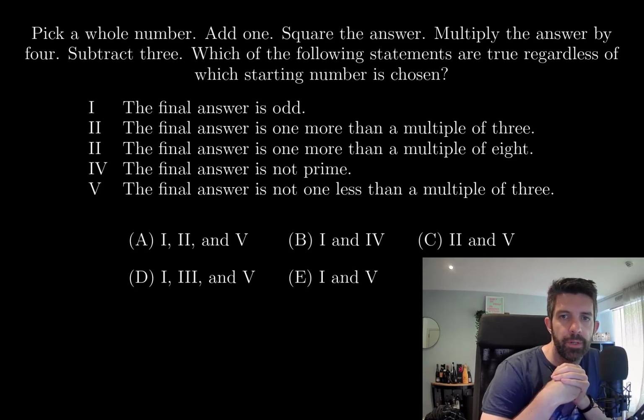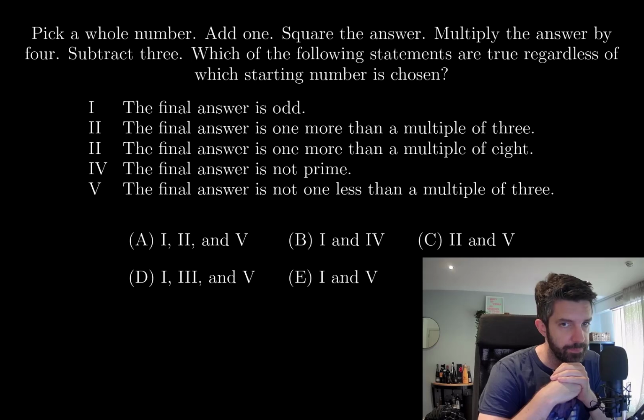Pick a whole number, add 1, square the answer, multiply the answer by 4, subtract 3. Which of the following statements are true regardless of which starting number is chosen? Okay, and we're given a bunch of statements, and we have to choose which combination of these statements is correct.